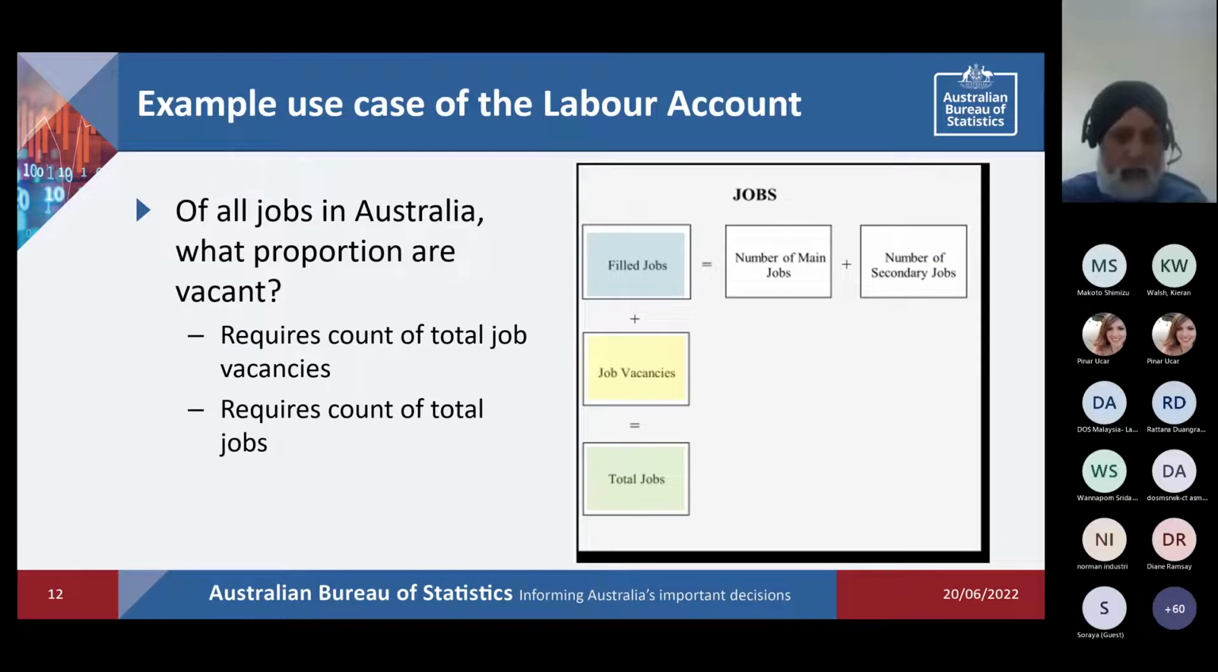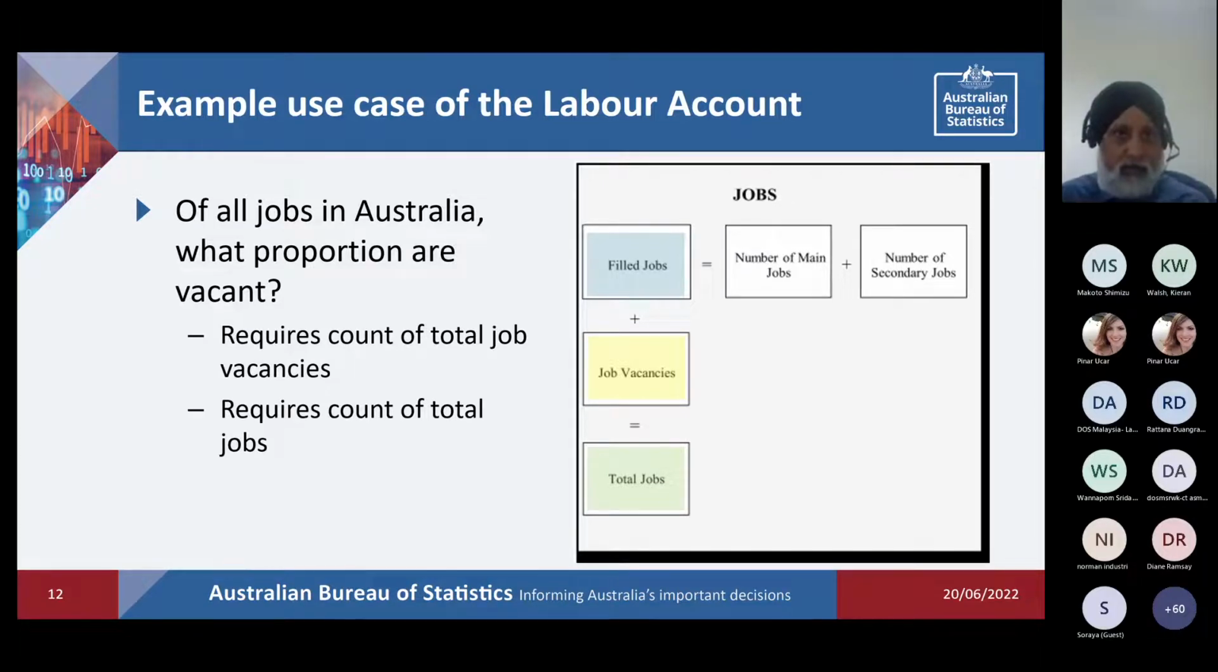Up until now, I've just been trying to give you a little bit of a framework of what the methods are and some of the nuances in terms of developing a labor account. So what does that look like in practice in terms of trying to implement the methods? So I'll just quickly spend a few minutes giving you some examples of what we've done in developing the labor account in the Australian context.